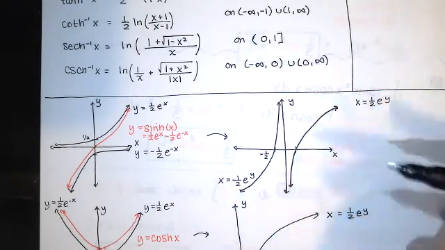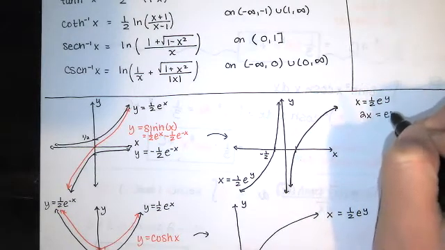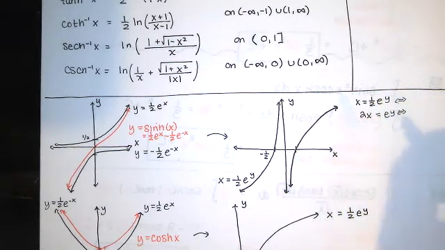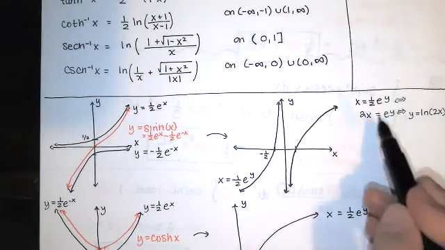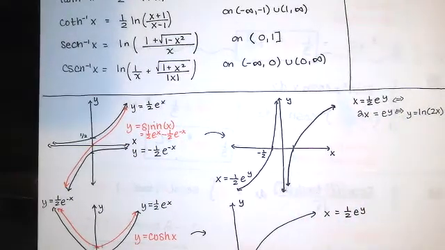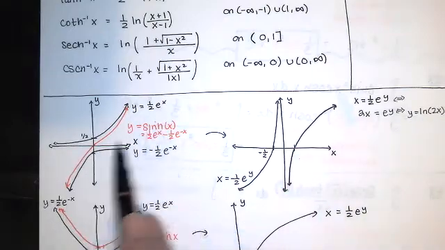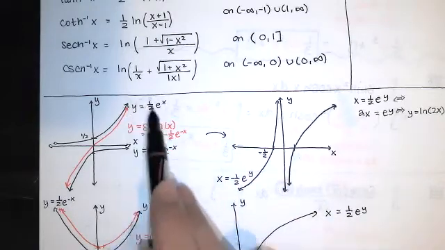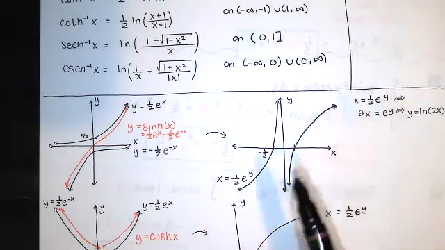Because if I solve this for y, let's see what we get. We have 2x equals e to the y. And to get rid of the exponential, I'll take the log of both sides. So this is actually y equals natural log of 2x. That's what that's equivalent to. So y equals natural log of 2x and y equals 1/2 e to the x. Those are inverse functions. They undo each other. Or you could just take this equation, switch the roles of x and y, and you get an equivalent equation. You get the inverse function there.